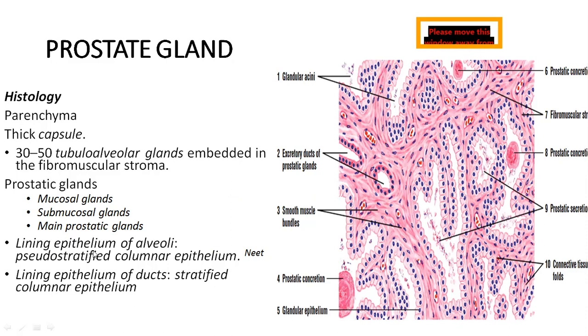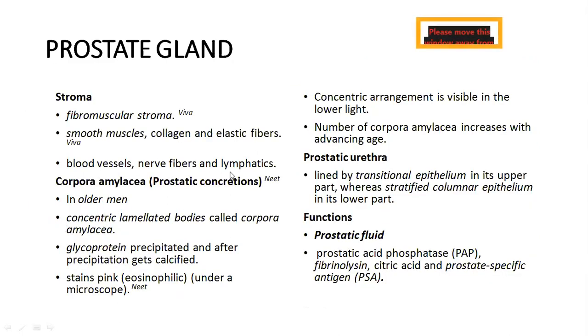The lining epithelium of these glands is pseudostratified columnar epithelium. In between you have ducts also. These are the excretory ducts, which are stratified columnar. Stratified in the sense of 2 layers or more than 2 layers, columnar epithelium.